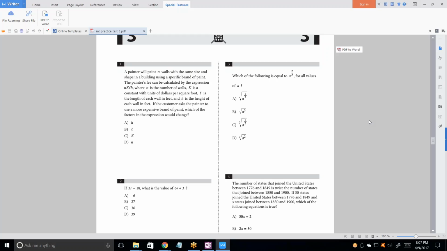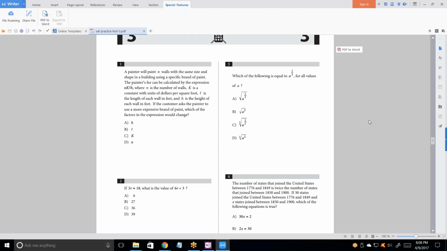Okay, it's constant with units of dollars first. I think n would change. No, that's the number of walls. That would change the amount of paint you need, but it wouldn't change anything else. In other words, if a customer has a given amount of need of paint and they want a more expensive brand of paint, then increasing or decreasing the number of walls isn't going to change that. It's certainly going to change their cost, but it doesn't have anything to do with the brand or increasing the cost of the paint.